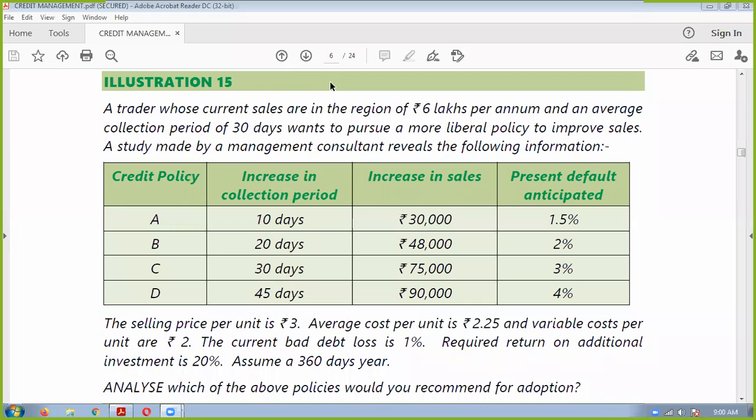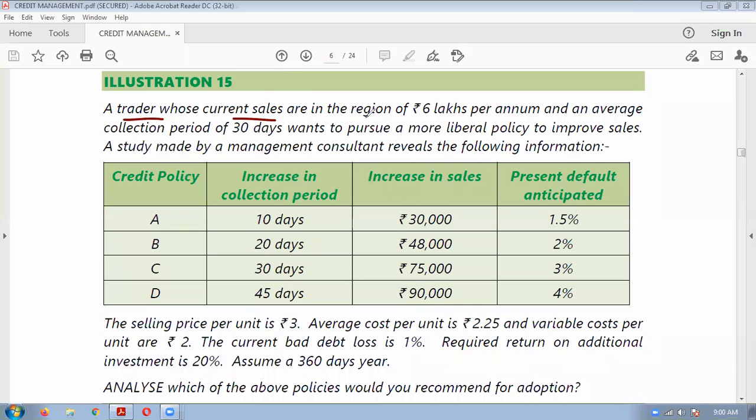Read this illustration. A trader whose current sales are in the region of rupees 6 lakh per annum. Average collection period is 30 days. He wants to pursue a more liberal policy to improve sales. So currently the trader is selling goods, sales is 6 lakh, and he is giving a credit of 30 days to the customer.